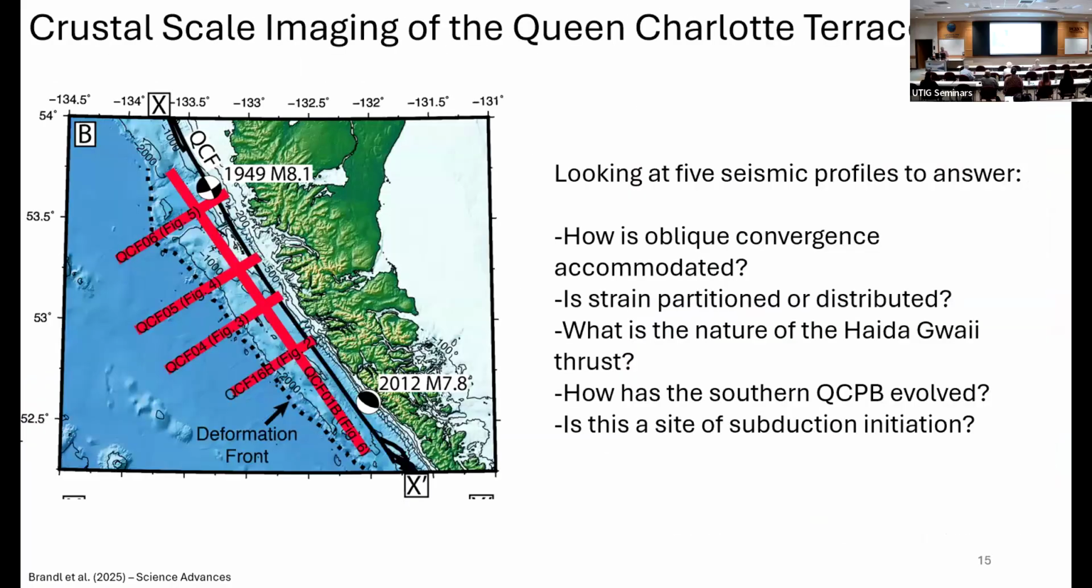We'll look at these 5 profiles, and we're going to be using the structure we see on these profiles to answer a bunch of science questions, some that I already mentioned, like how is oblique convergence accommodated, trying to understand strain partitioning, understanding the nature of the Haida Gwaii thrust, but then also looking at the evolution of the southern part of the plate boundary and trying to understand potentially subduction initiation here.